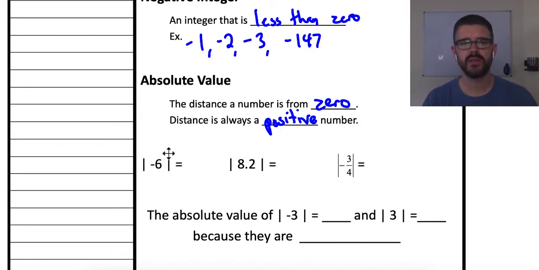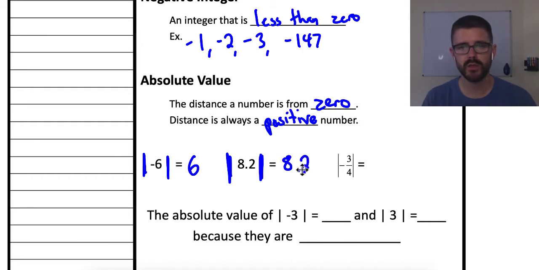So -6. These bars around our number, we read that as absolute value. The absolute value of -6, meaning how far is -6 away from 0? Well, -6 is 6 steps away from 0. The absolute value, those two vertical lines, absolute value of 8.2. How far is 8.2 away from 0? Well, it's 8.2. Here, the absolute value of -3/4. How far is -3/4 away from 0 on a number line? Well, that would just be 3/4 away.